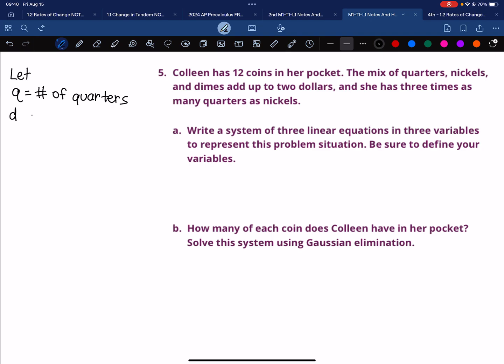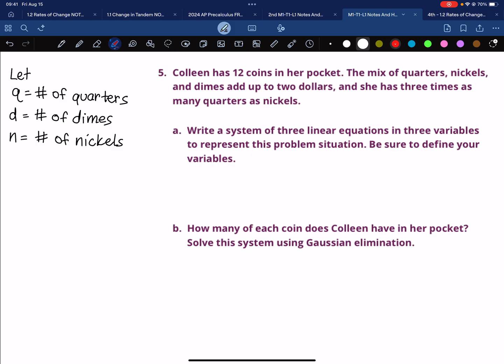Let D be the number of dimes. And let N be the number of nickels. So we're going to write a system. First off, how many total coins does Colleen have in her pocket?